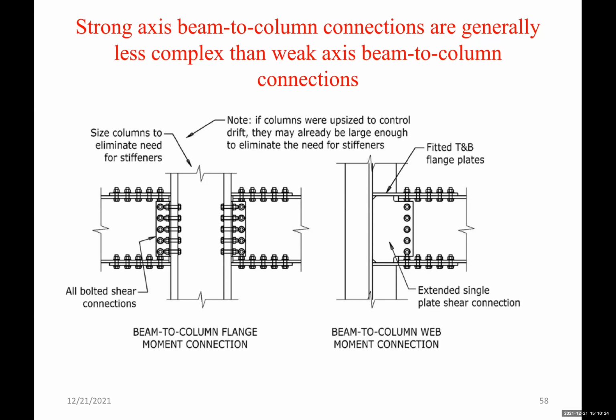Strong axis beam to column connections are generally less complex than weak axis beam to column connections. We talked about this several times so far, and you can see the difference between a connection to the column flange versus a connection to the column web. Here we're talking about moment connections. You can see on the right how the plate needs to extend into the web, through the flanges. And look at the shape of the shear plate. It's an extended plate.